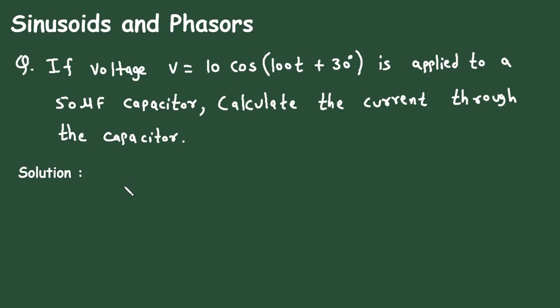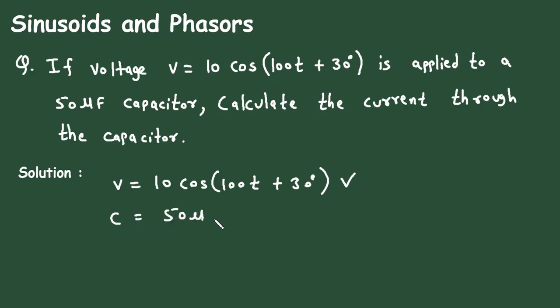So, here the value of voltage is given. V is equal to 10 cos (100t plus 30 degree), and since it is a voltage, its unit will be volts. Now the value of capacitance is given. So C is equal to 50 microfarad, which is equal to 50 into 10 to the power minus 6 farad. We have to calculate the current through the capacitor. That means we have to find this I.